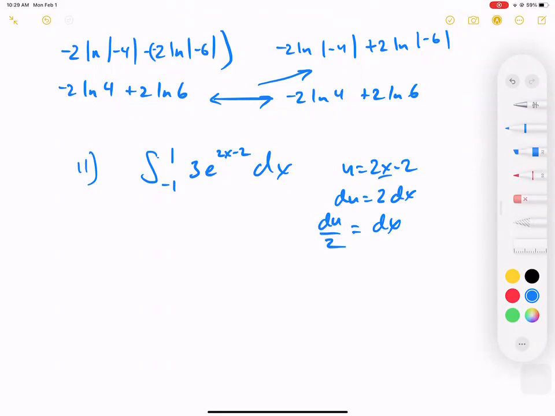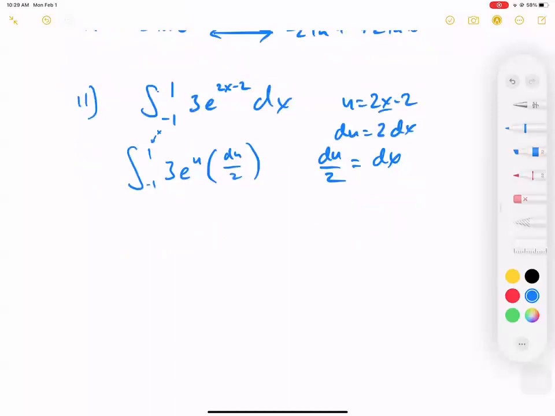Let's go ahead and rewrite this. It's going to be the integral from negative 1 to 1 of 3e to the u du over 2. So I've kept this as x's, right? Just be aware these are still x's. I haven't gone over to the dark side. And I'm going to rewrite this as 3 over 2, because the 3 and the 2 are constants, times the integral from negative 1 to 1 of e to the u du.